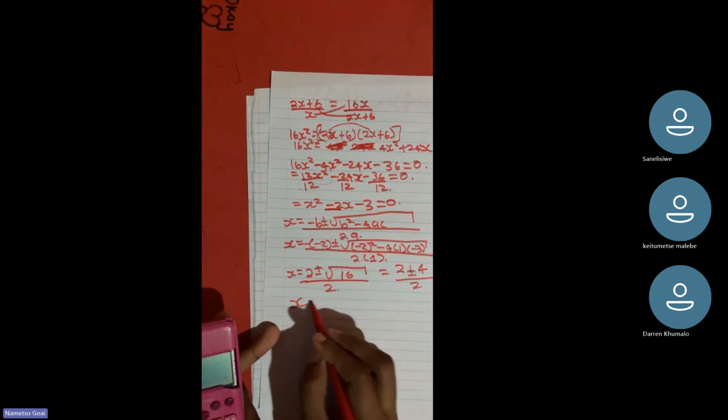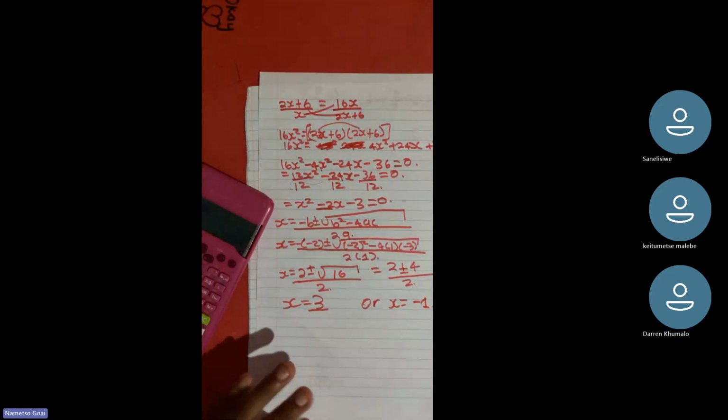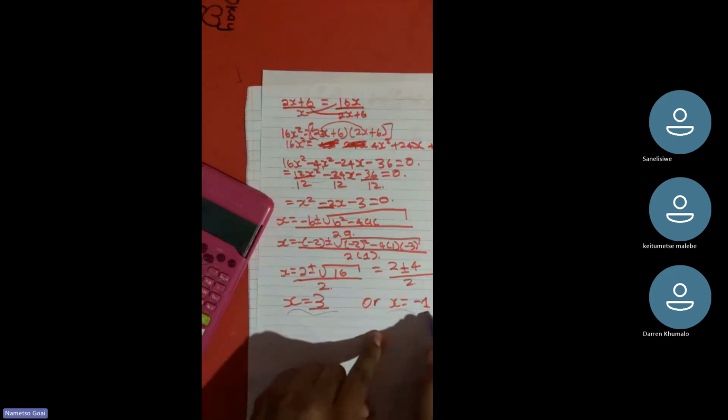For the first x, because you're going to have two values of x. You're going to have x equals 2 plus root 16 divided by 2, which is giving me 3. And then for the second one, where we're using 2 minus root 16, it's giving me negative 1, right? Now, as I was saying, we have to check which value of x we have to use in this.